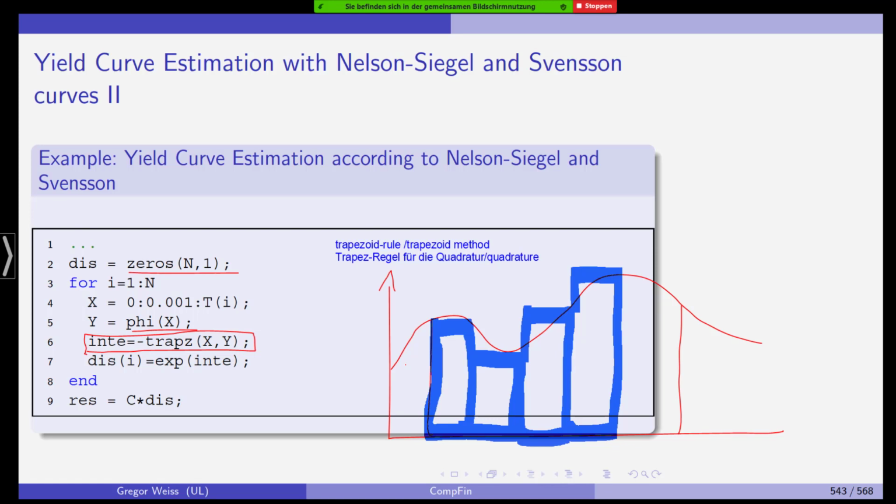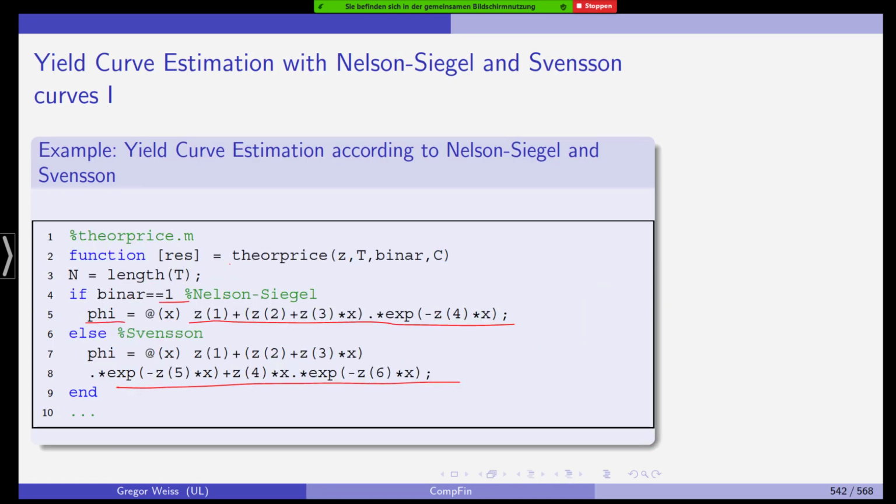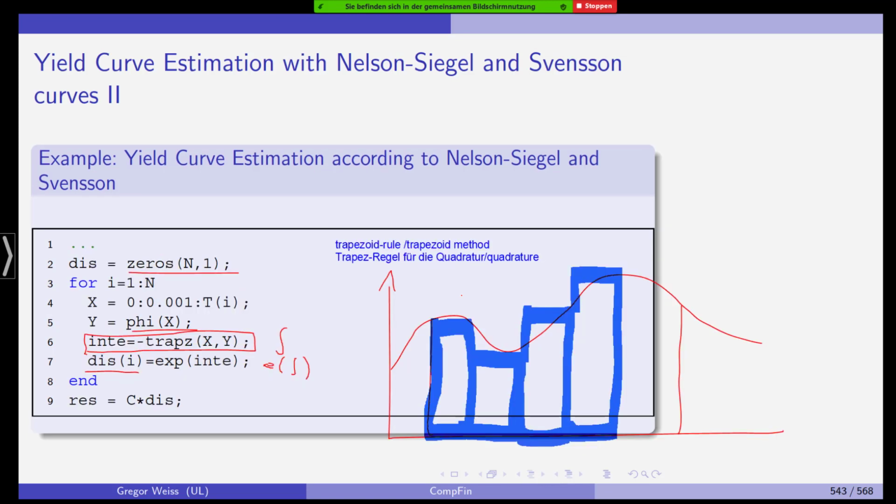the trapezoid rule. Okay, so as you can see here, this is the integral, this is the exponential function of what has previously been calculated as the approximated integral, and this gives us the discount factor. And the result is cash flows times discount factors, and this is why we call this the theoretical price. It's just the discounted cash flows.